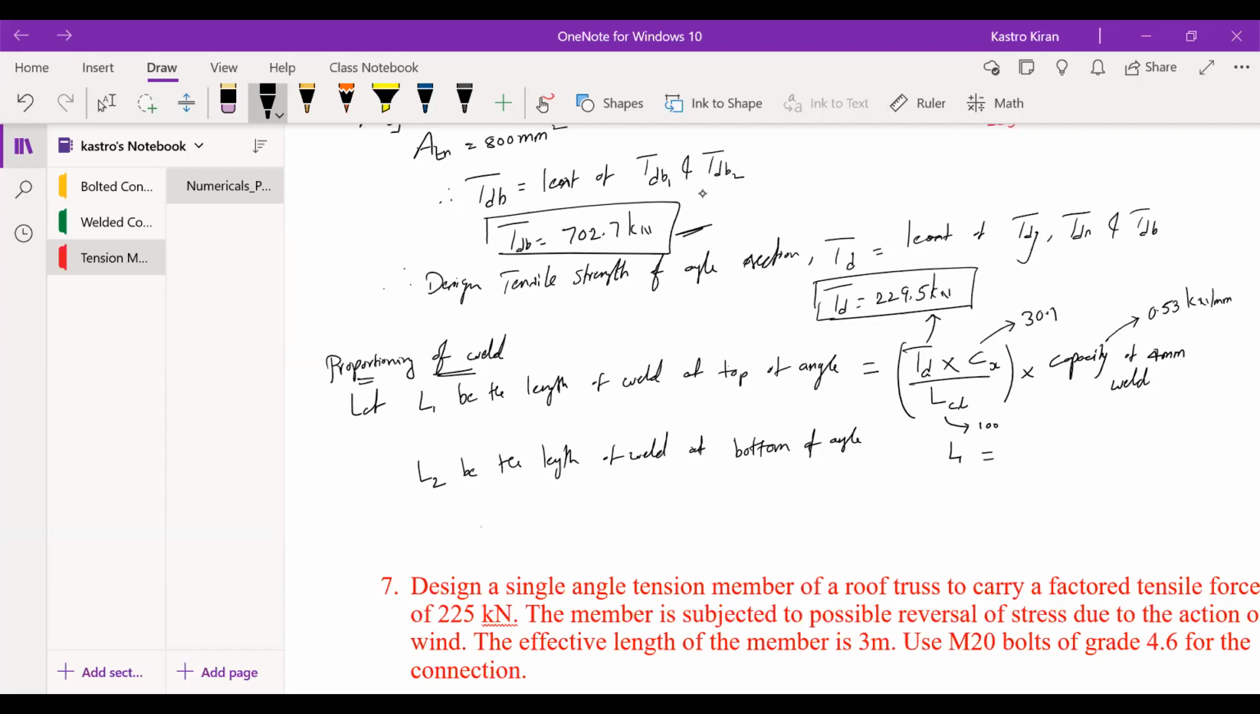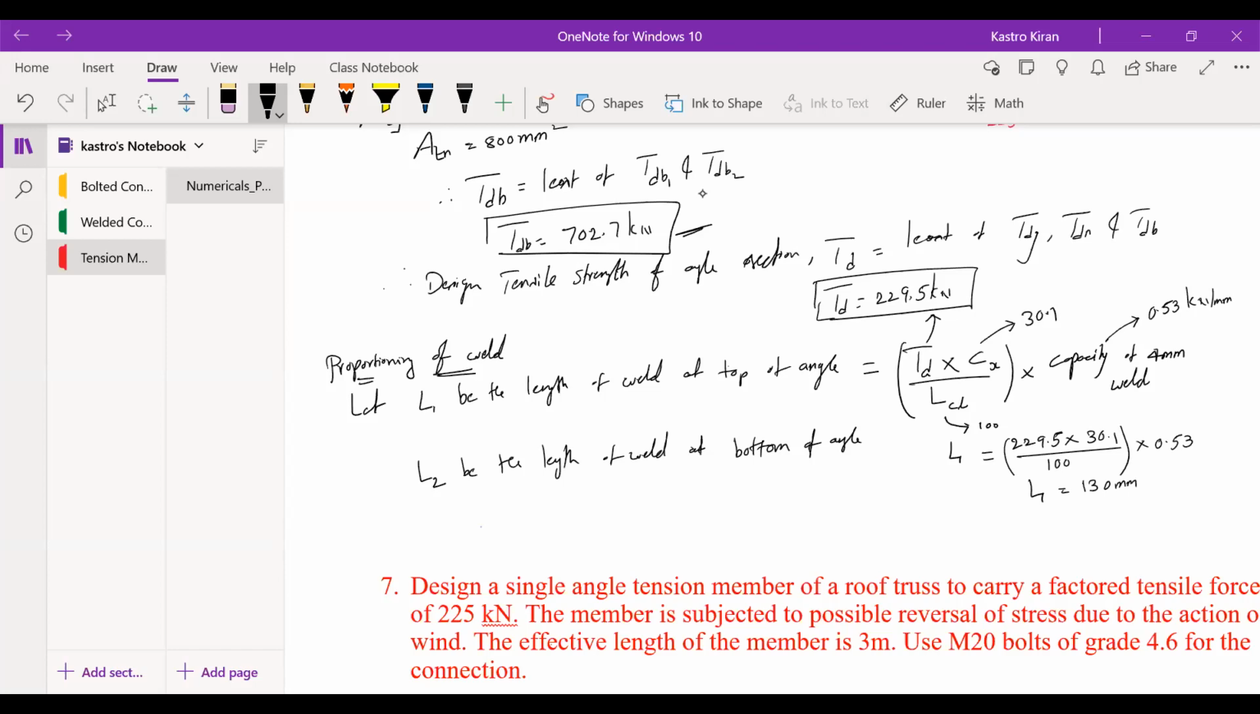So L1 equals 229.5 into 30.1 upon 100, that is the length of the connected leg, times 0.53. So you'll be obtaining the length of weld, that is L1, as 130 mm. And now you have to find out the length of weld at the bottom side, which is L2.